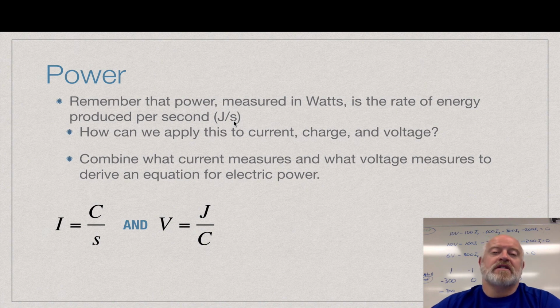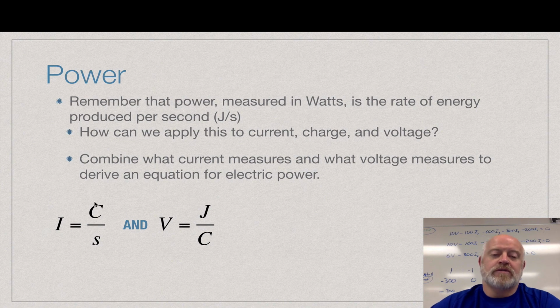Now, we've done power before. We're just going to apply that concept to circuits now. So doing that, we want to be able to use power in reference to current, charge, and voltage. So what we've got to do is get power somehow out of these two equations. If you take a look at that, current flow is a coulomb per second, that's coulombs of charge per time. And voltage, or our electric potential, is joules of energy per coulomb. So it's our energy content per coulomb.